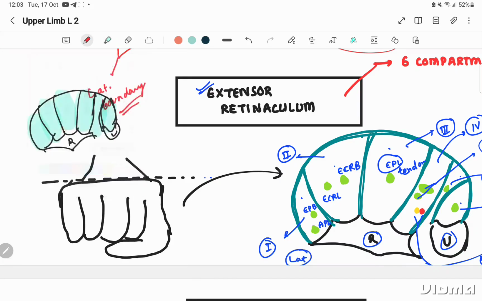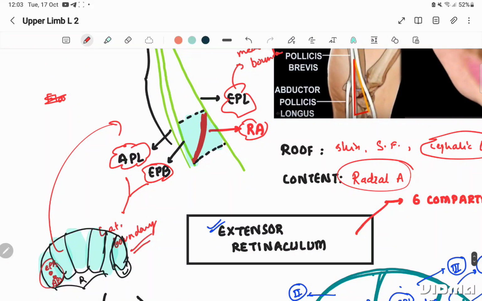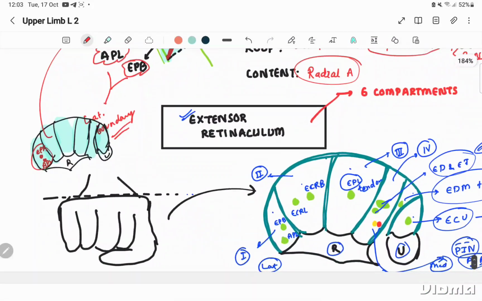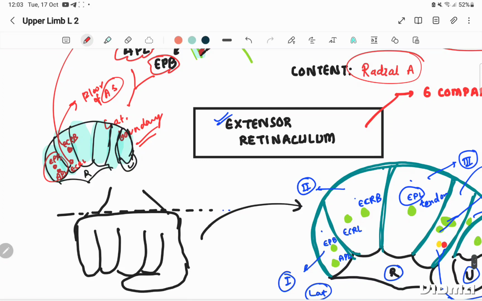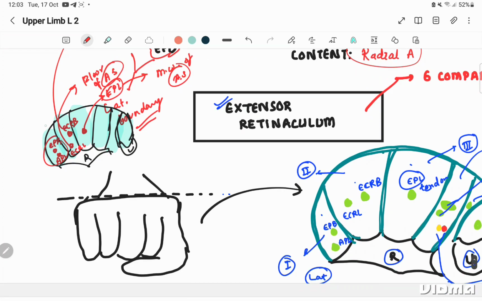Okay, so in the first one, what are present? The EPB and APL are present. That is forming the lateral wall of your anatomical snuff box. Here what is present? The ECRL and the ECRB are present. That is forming the floor of anatomical snuff box. Okay, here what are present? The EPL tendon is present. EPL, what is this? This is the medial wall of anatomical snuff box. Okay, you can remember this. This is the first component, the first, second, the third compartments.